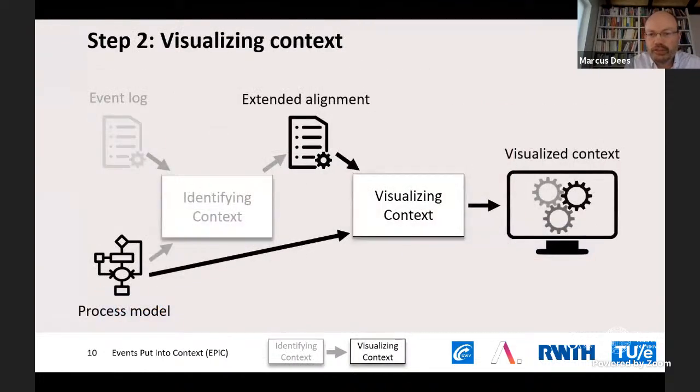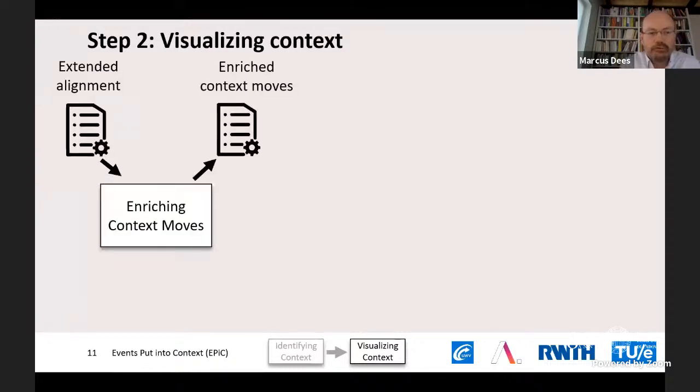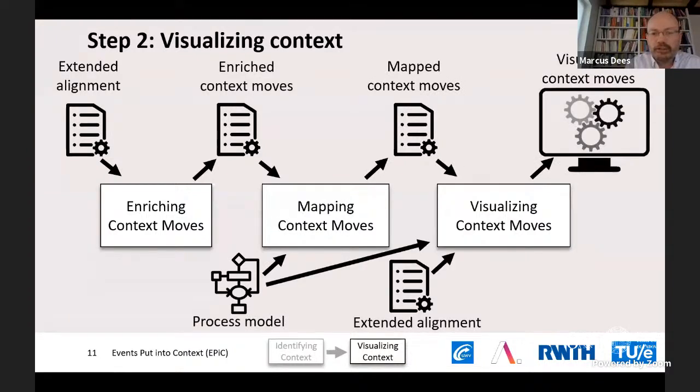So next we want to visualize this context using the extended alignment and the process model. And visualizing context again has some sub-steps. The first is that we enrich the context moves with some additional information. Next we map the context moves to the process model. And finally, we visualize the results using the process model and the extended alignment.